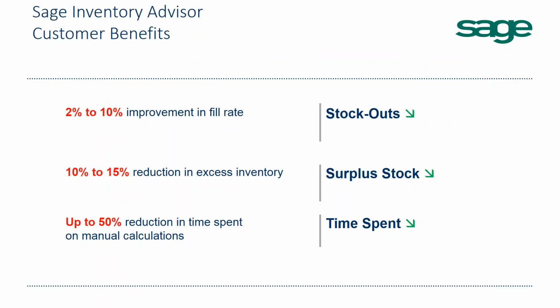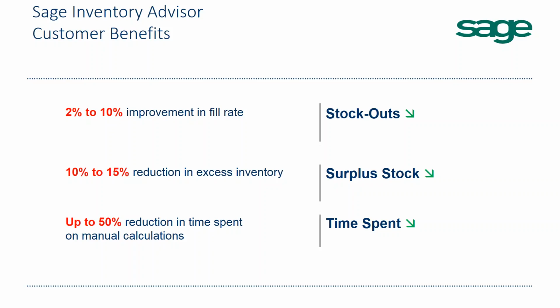At the end of the day, what most of our customers tell us is of their existing inventory, typically 2 to 10% is in some kind of a stocked out status. Either you're out of an item or you're about to run out of an item, which could have an impact on customer service or sales. 10 to 15% of that existing inventory is in some kind of an excess or surplus status, where you have more inventory than you need, money tied up in working capital that could be used for other things. And roughly half of a planner's time is not necessarily spent making planning decisions, but spent pulling together all the information you need to make planning decisions.